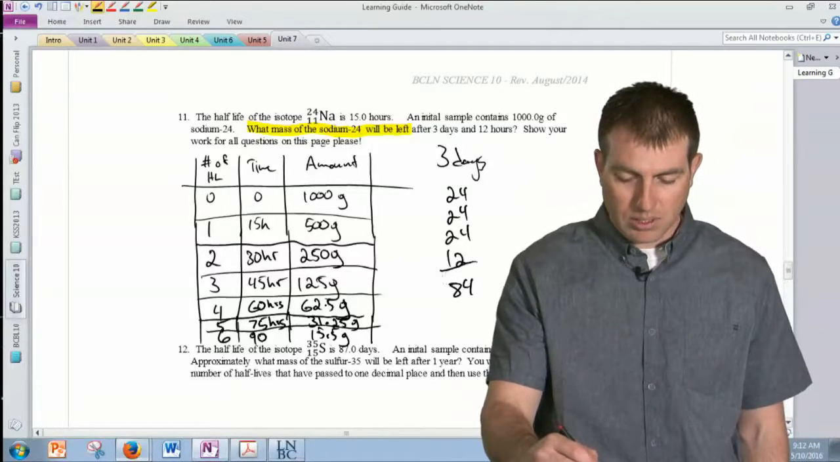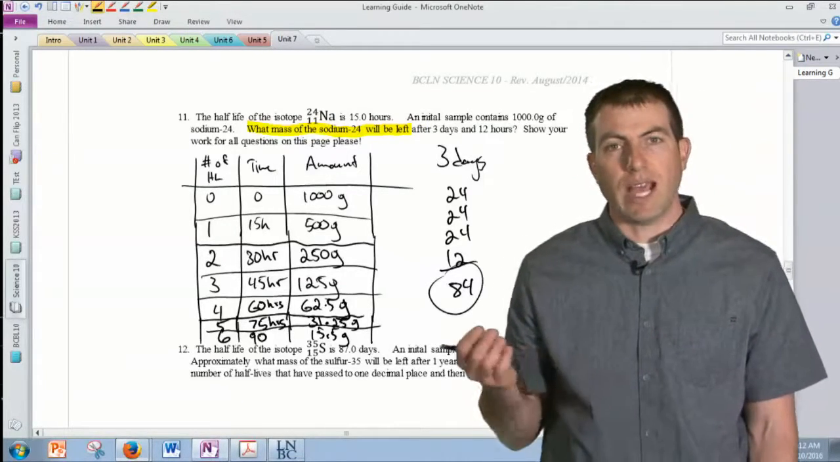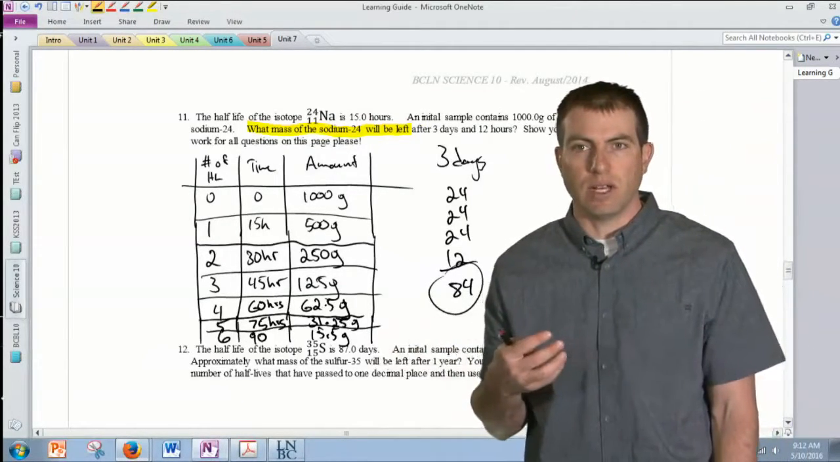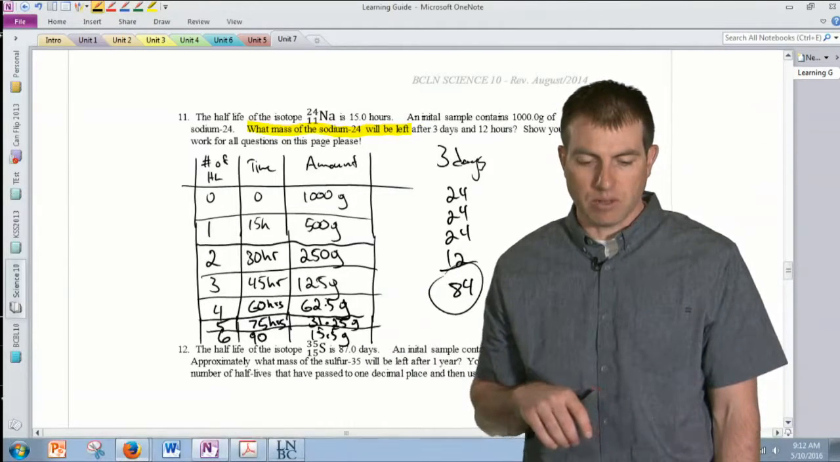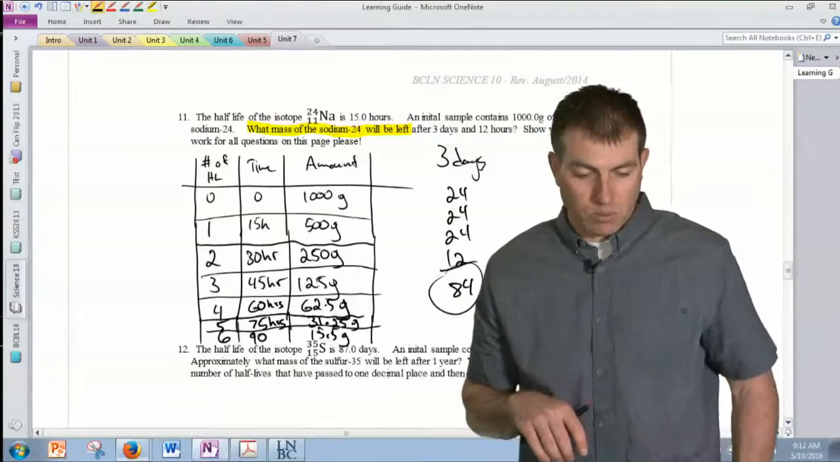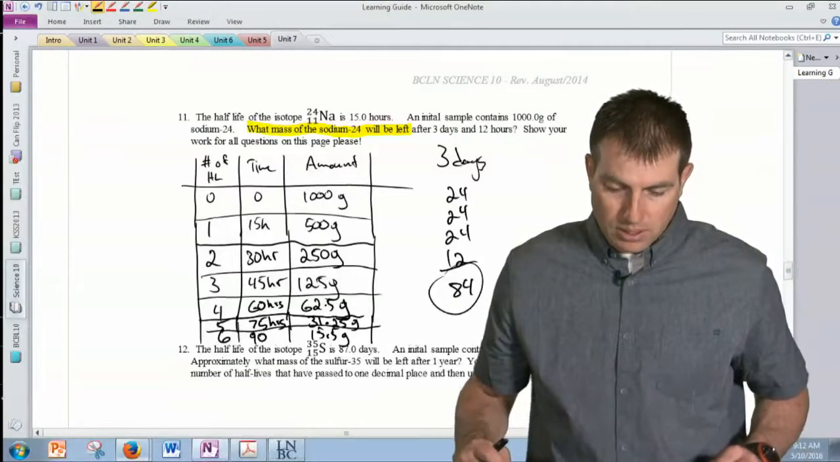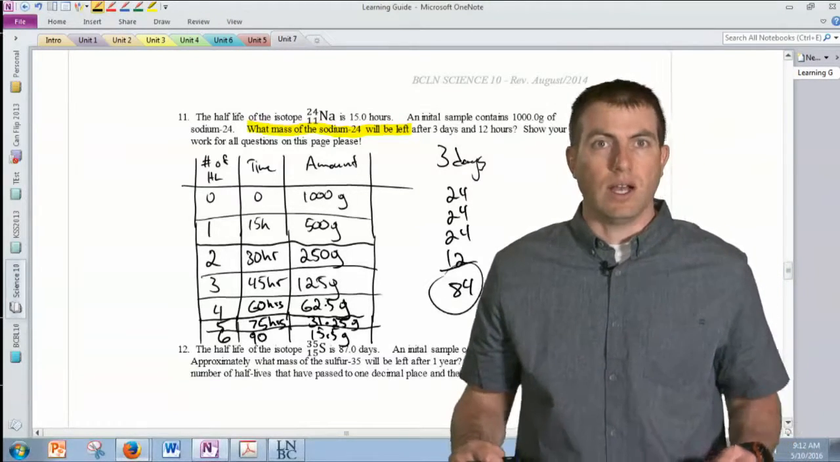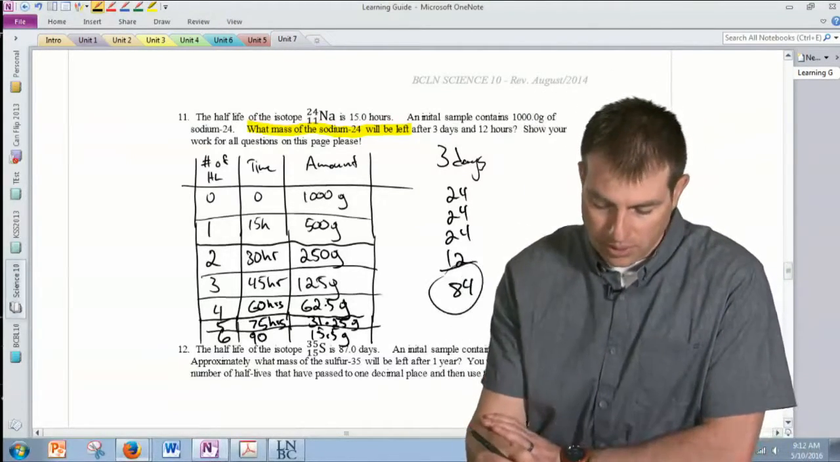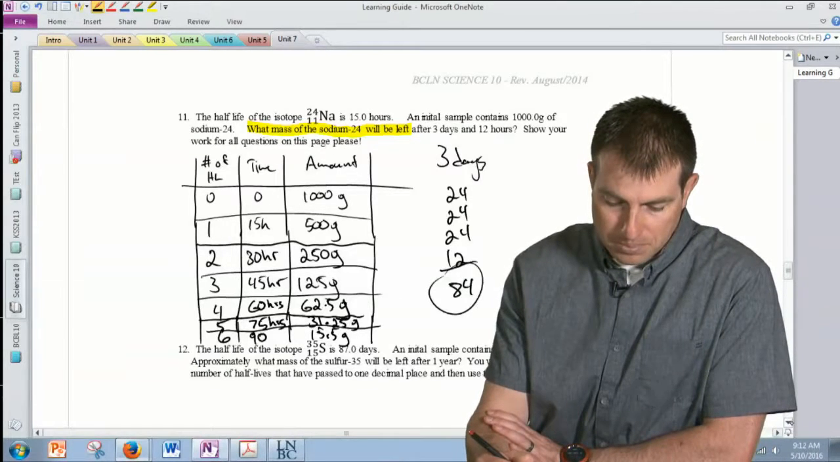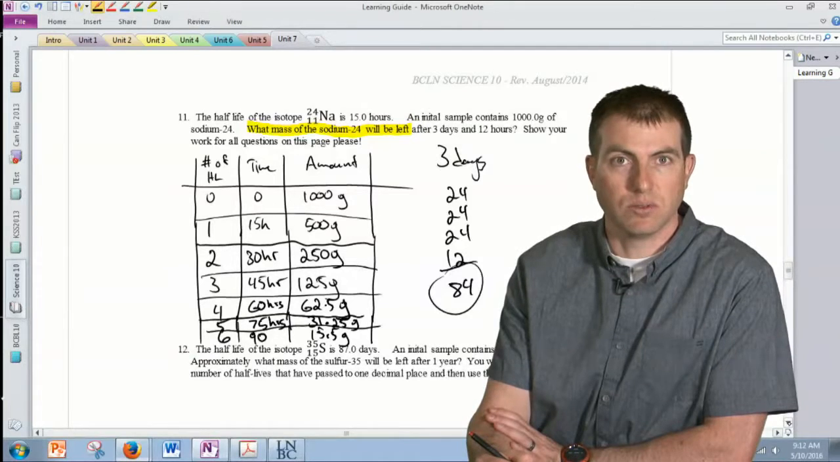So generally speaking, the number of hours will work out to a perfect number of half-lives. Is there a way to work out the exact mass? Yes, there is. And I'm drawing a blank on the equation because there are ones that we use for Physics 11 and we don't use for Science 10.